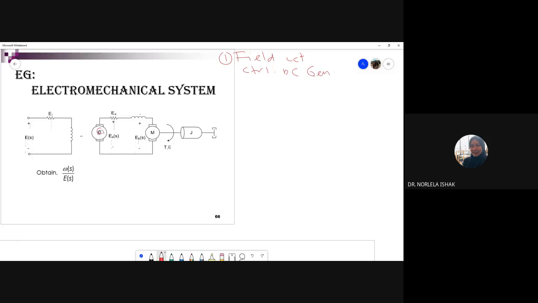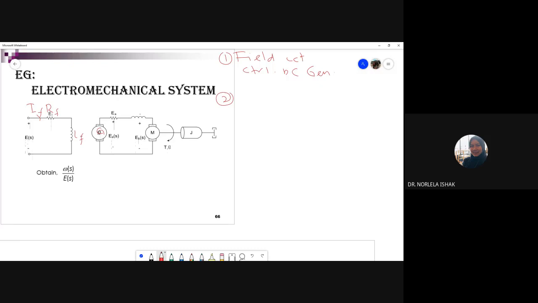This is G, and this is F. Everything disappears when Madam zooms. So this is R_F and this is L_F, and of course here there is I_F, the field current. Okay, the first subsystem is a field circuit controlling the DC generator. Okay, the second one, what is the subsystem?